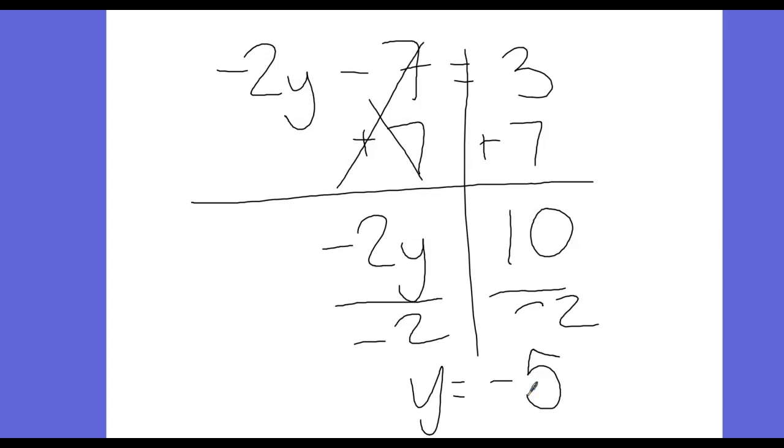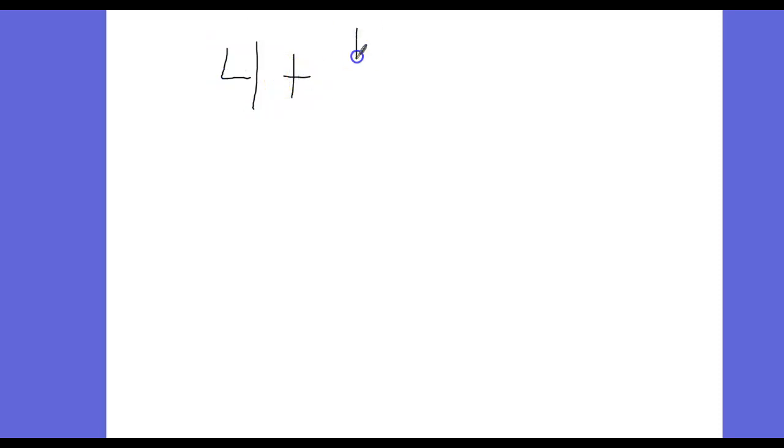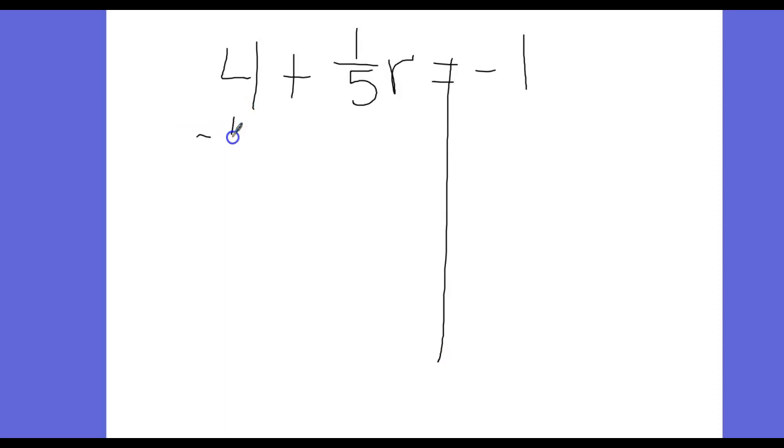Looks like a lot of you are working ahead of me. Okay, last example. It's a little bit different, but similar to what we've already done. 4 plus 1/5 r equals negative 1. What would be the first thing, Jacob? That's my first step. That's all you're going to give me? Okay, what's my second step? Not yet. What's with the r? Oh, 1/5. Well, yes, but what else is over there? 4. How do you get rid of it? Minus 4, or negative 4.